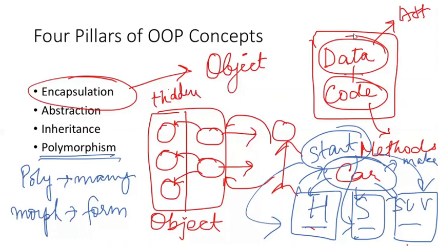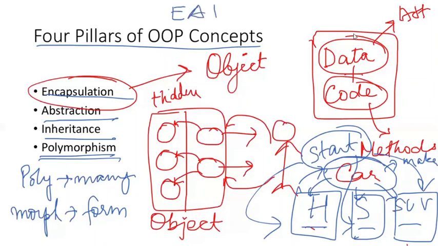Do not worry if you don't understand much right now, because as we go ahead, we will see all of these in action. Just to recap, the 4 pillars of object-oriented programming are encapsulation, abstraction, inheritance, and polymorphism. So EAIP. These are the 4 pillars of your object-oriented concepts.